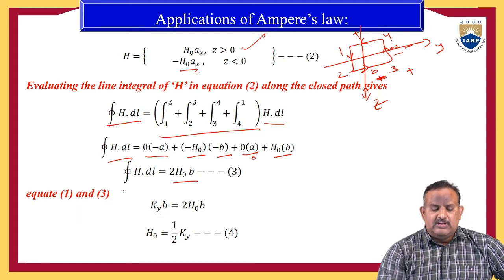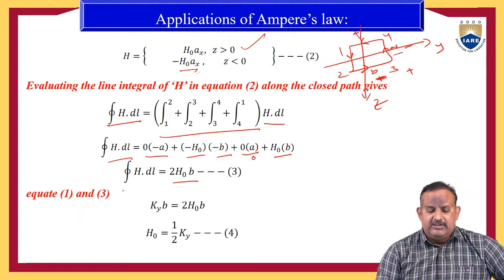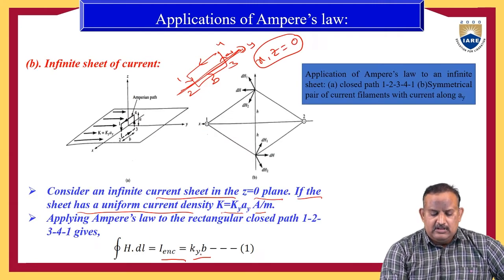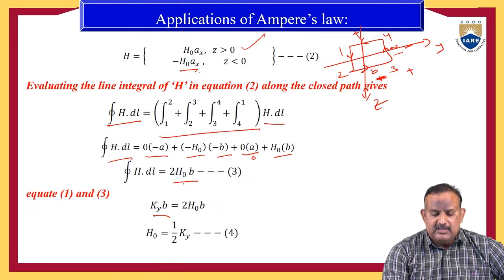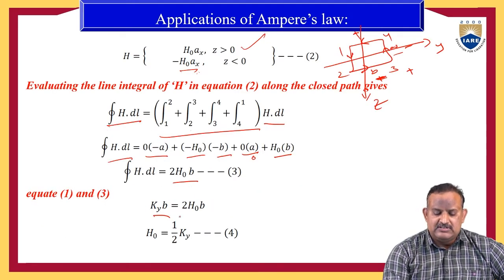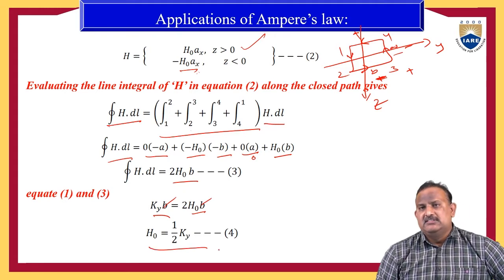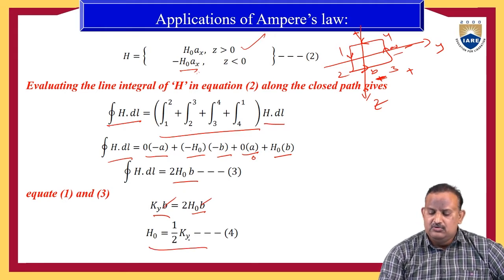Equate equations 1 and 3. In equation 1 we have the current enclosed equal to Ky into b. Here we have the magnetic field term equal to 2 H naught b. Therefore, if we equate the two equations, Ky into b is equal to 2 H naught b. So b cancels on both sides. Therefore, the magnetic field intensity H naught is equal to half into Ky.